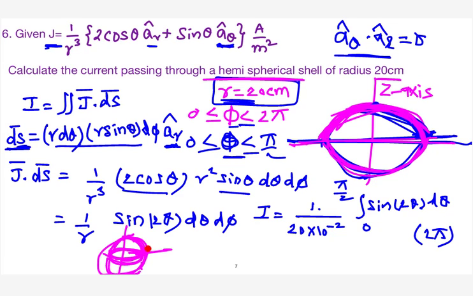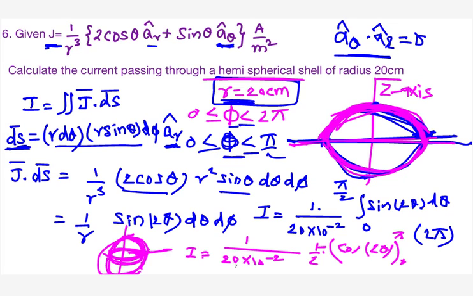Anybody done? What is the answer here? Integration. So I is equal to 1 by 20 into 10 power minus 2. So the integration of sine 2 theta will be 1 by 2 into cos 2 theta, right? Of course, this is minus, from 0 to pi by 2, into 2 pi. You can simplify that. So 10 pi, 1% is minus 10 pi. Cross check that.